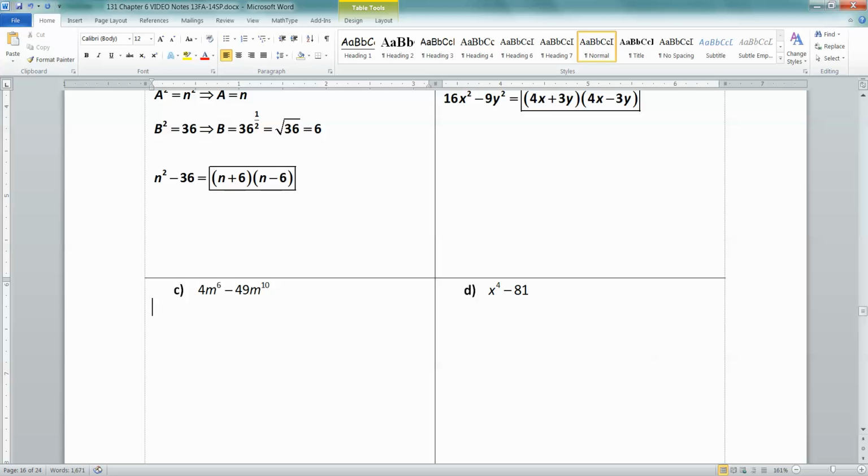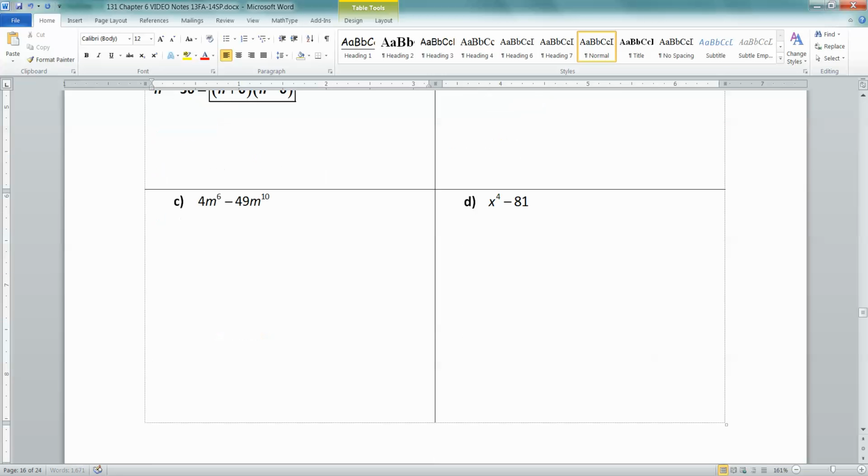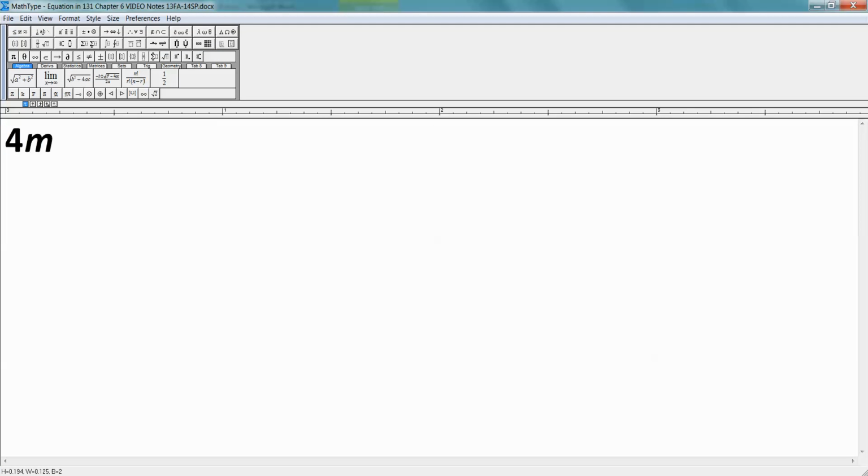All right, now those are the easy ones. Let's get to a little bit harder. We're going to kick it up a notch by putting a whole bunch more powers in there. So we have 4m to the 6th minus 49m to the 10th.